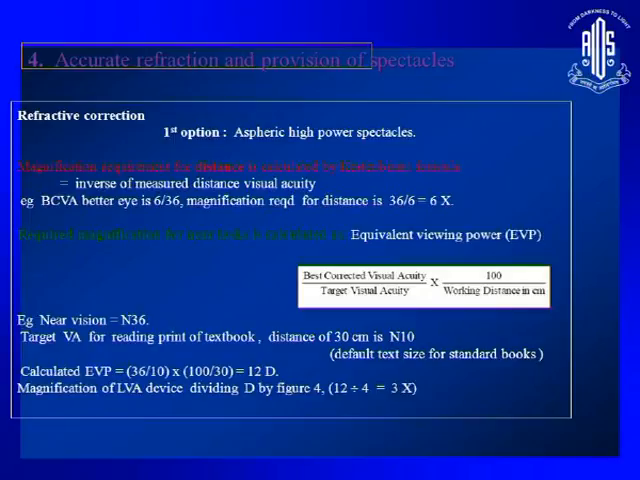Quite often we use the Kestenbaum's formula, that is actually the reciprocal of the visual acuity. Suppose a child has a vision of 6/60, you take the reciprocal of the vision, that is 60 divided by 6, or 6/36, then the resulting power will be the dioptric equivalent that you have to use. Otherwise, for the near vision, you can use the equivalent viewing power. So you take the best corrected visual acuity divided by the target visual acuity, and then multiply by the working distance. So that is for the near vision.